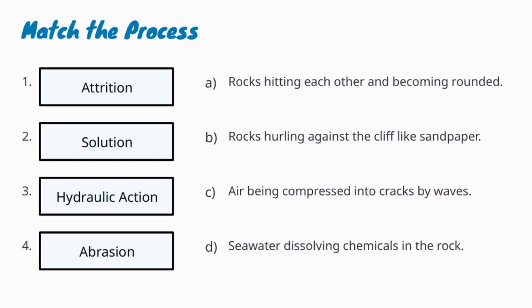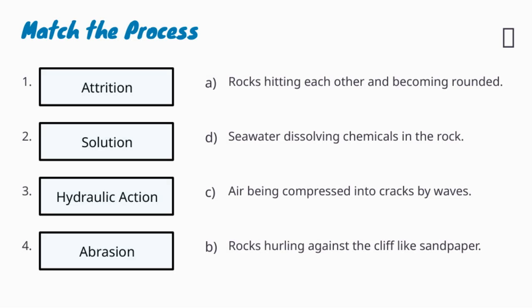Be careful with abrasion and attrition. Abrasion is rocks hitting the cliff. Attrition is rocks hitting each other. Let's go through the answers. Attrition matches with A. Rocks hitting each other and becoming rounded. Solution matches with D. Seawater dissolving chemicals in the rock. Hydraulic action matches with C. Air being compressed into cracks by waves. Abrasion matches with B. Rocks hurling against the cliff like sandpaper.